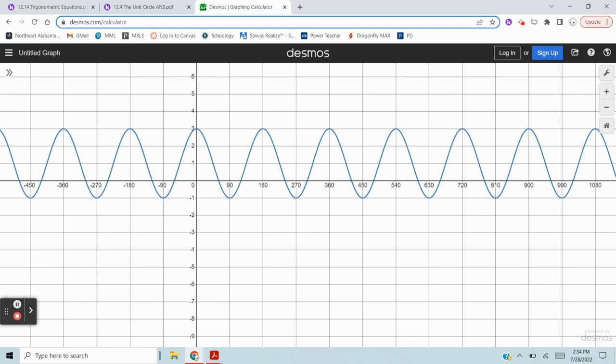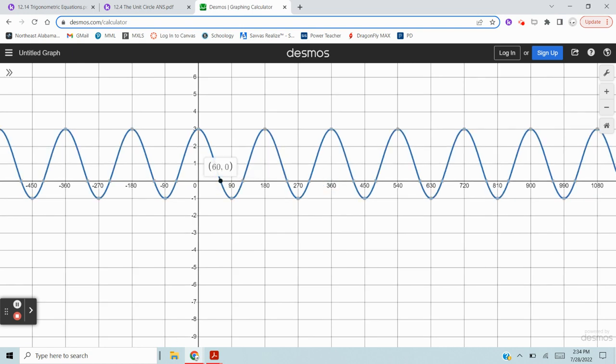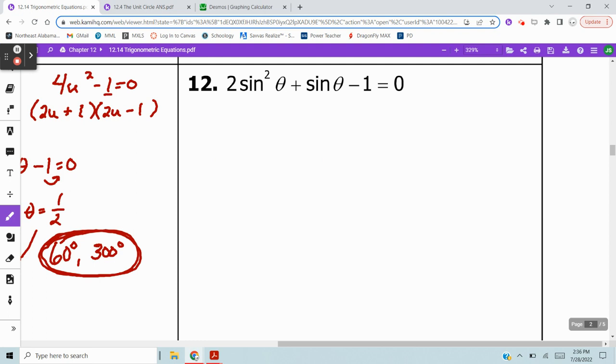Looks just like a sine curve. And we're looking for all answers from 0 to 360, where my graph is equal to 0. We get 60, 120, 240, and 300 as our four answers. Okay, well, number 12. Notice that what's different is we've got a number out front.